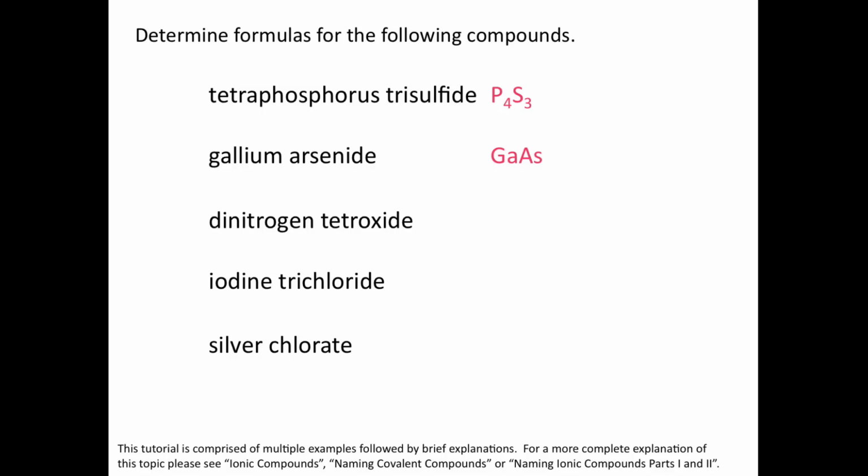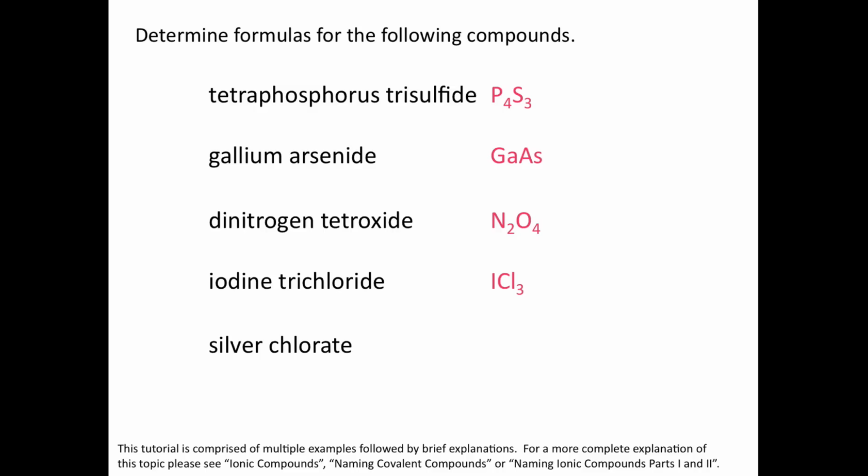Okay, third example, dinitrogen tetroxide. Again, because you see those prefixes here, we know exactly how many of each atom we need. So 2 nitrogen, 4 oxygen, N2O4. Iodine trichloride. Again, you see that prefix. So we know that we must have 1 iodine because it doesn't have a prefix, and 3 chlorine because of that tri, so ICl3.